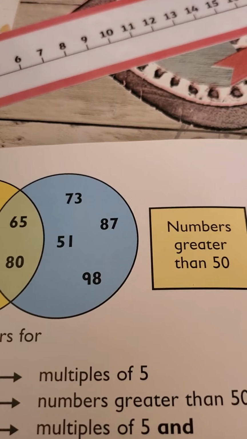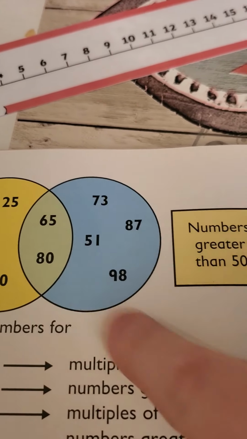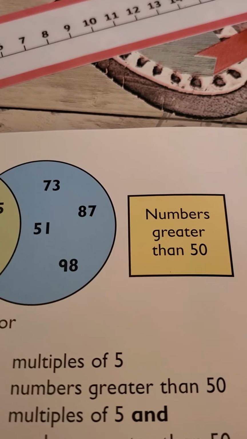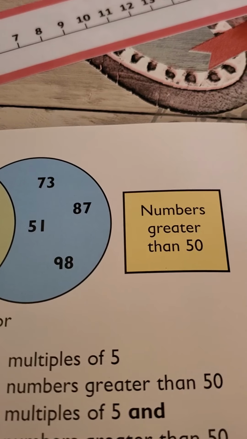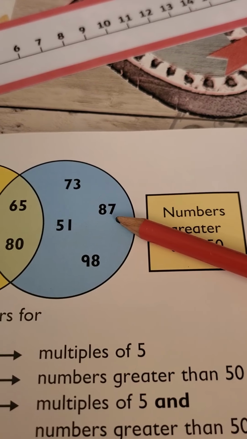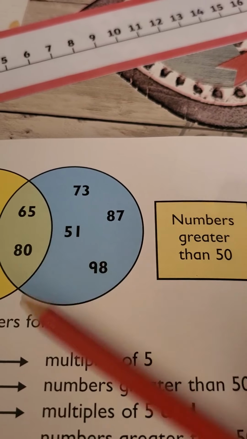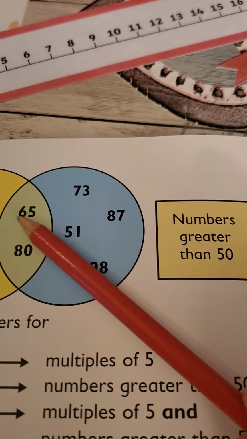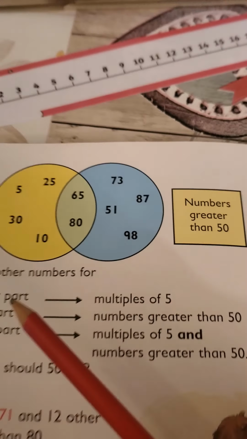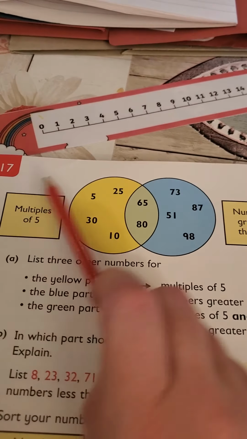Now in the blue circle, including the bit that's turned green, are numbers that are greater than 50. All right, so we've got 73, 87, 51. Yep, that's greater than 50, only just, but it is. 98, 65 and 80. Now, here in the yellow we have multiples of 5.